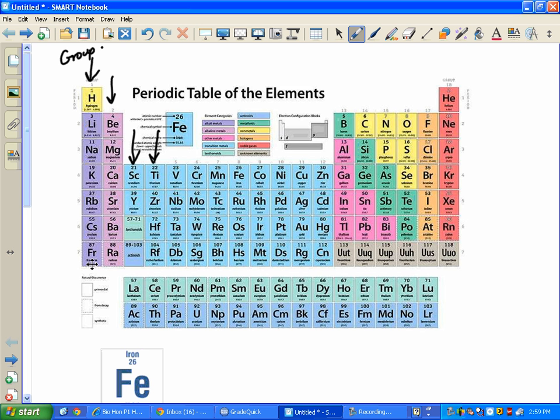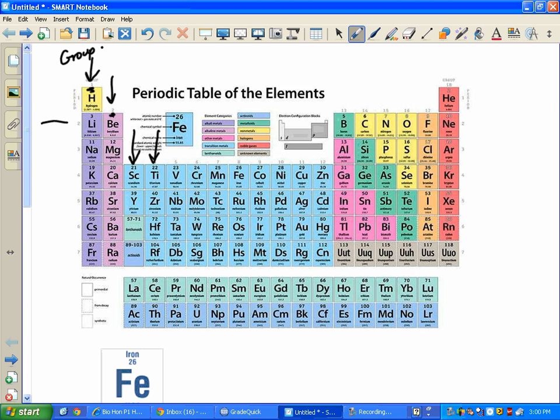Okay, so this all belongs in group 1, if you can see that tiny little 1 right there. All of these belong in group 2. All of these, group 3, 4, 5, 6, and so on. Okay, so those are groups going down.